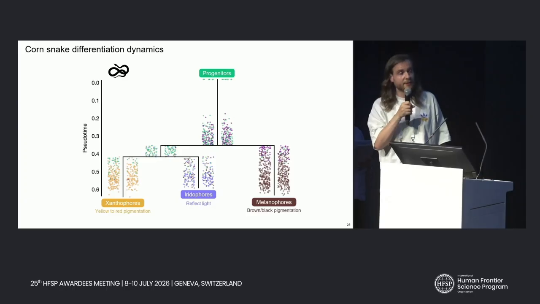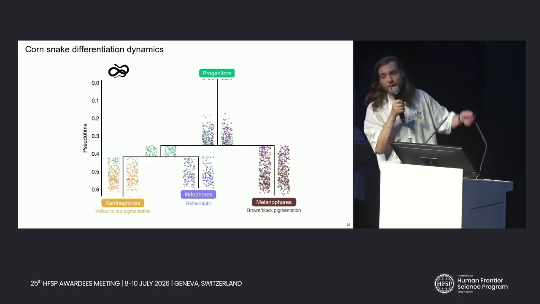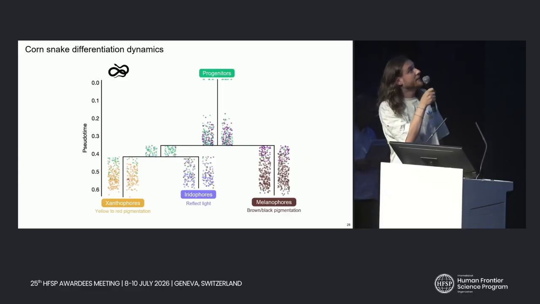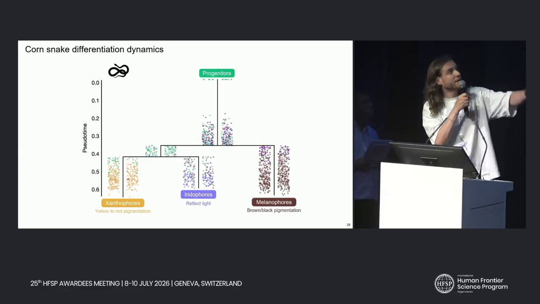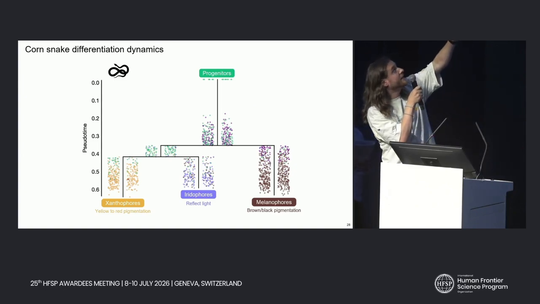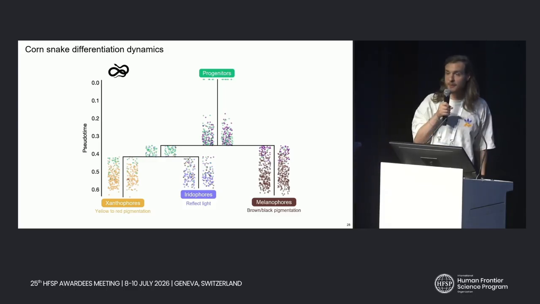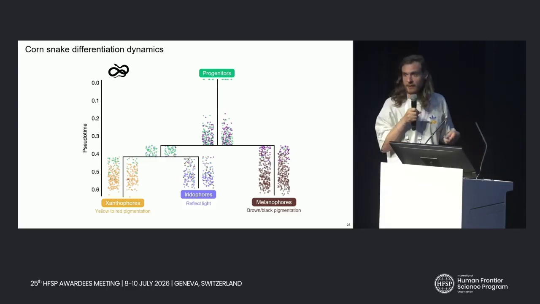We use this data to reconstruct the developmental trajectory from these cells. So we start from pigment cell progenitors on top. These cells rapidly differentiate into melanophores that give this brown-black pigmentation. And then we have these intermediate stage progenitors that will give rise to xanthophores that have yellow to red pigments, and iridophores that reflect light.